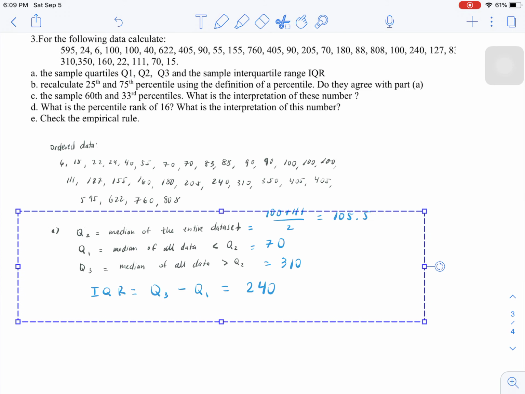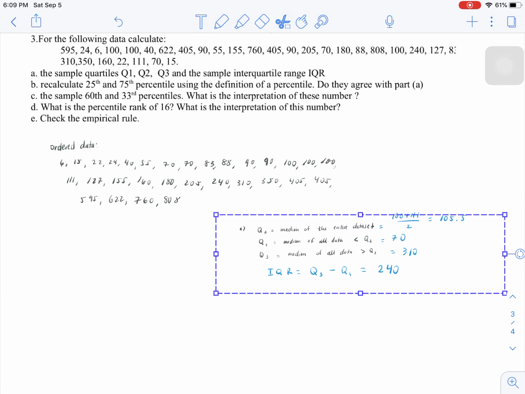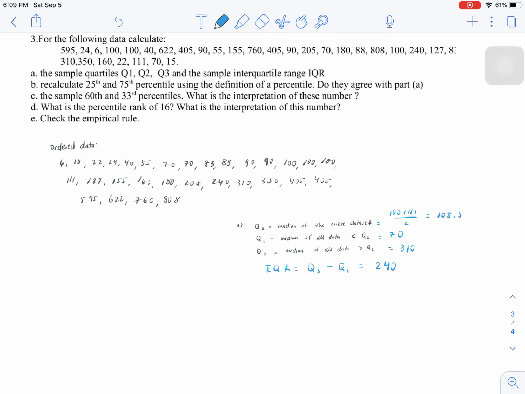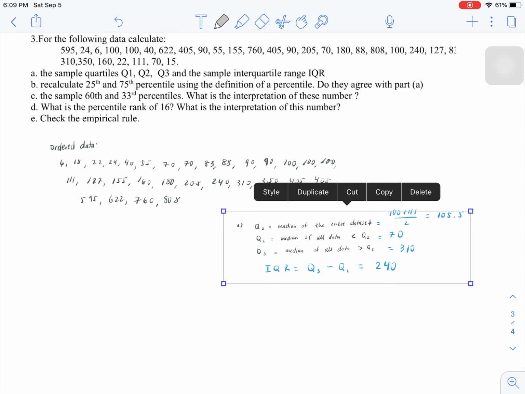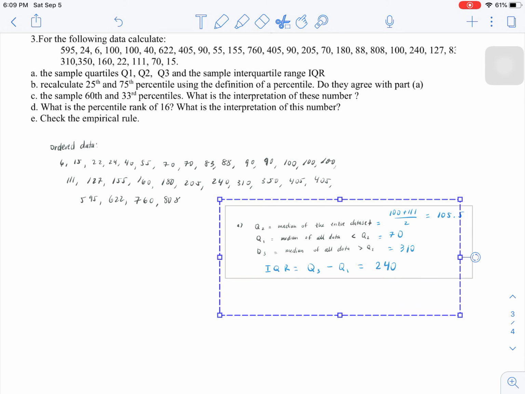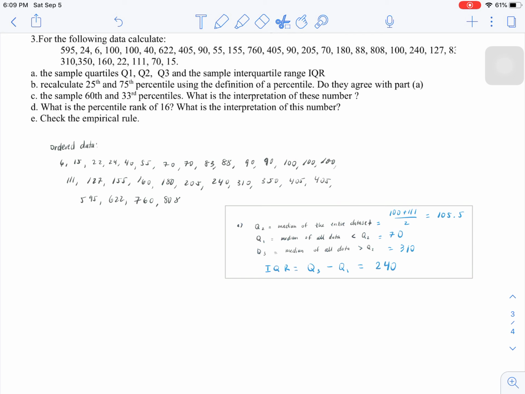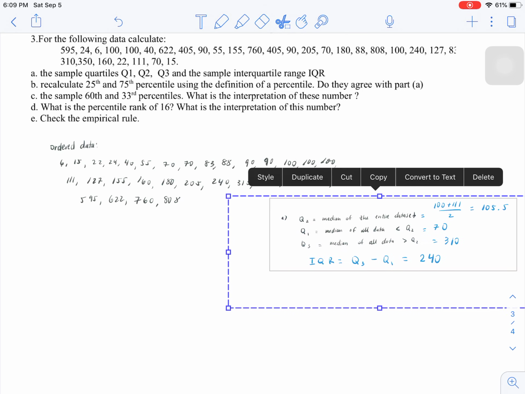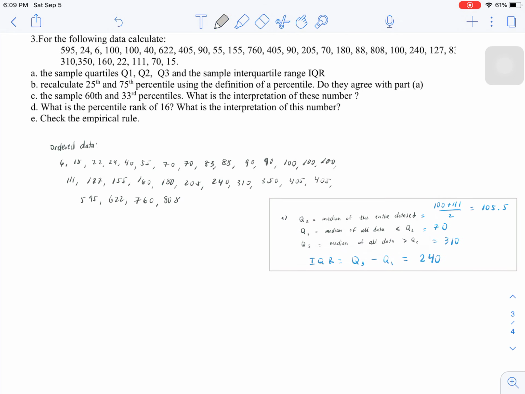All right, so now we've done part A. Put this in a box. Now, let's go to part B.